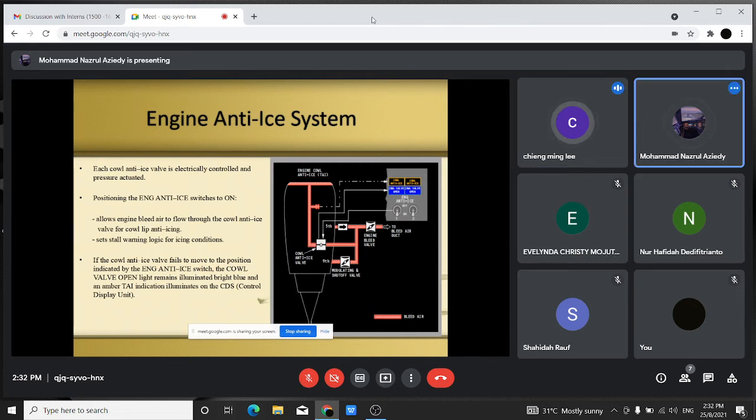You are all showing the lights. Oh, this light comes on, this light comes on. No power, no light. If the valve is not working, the light will not come on. But it's an anti-icing system, right? Anti-ice. So what does anti-ice mean? Nazrul? What is meant by anti-ice?